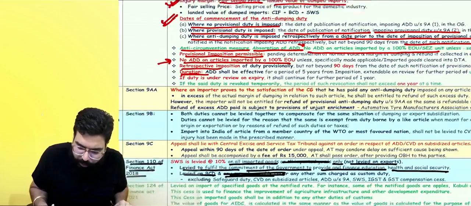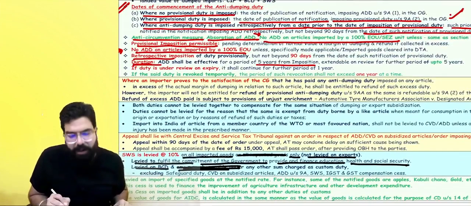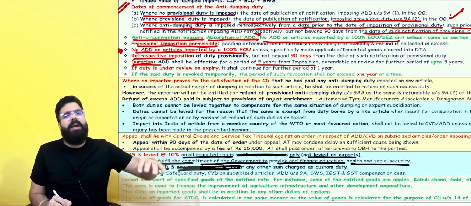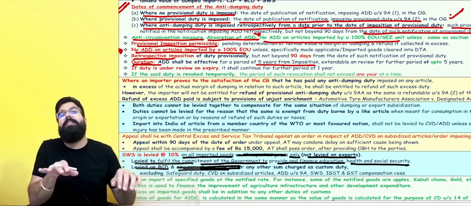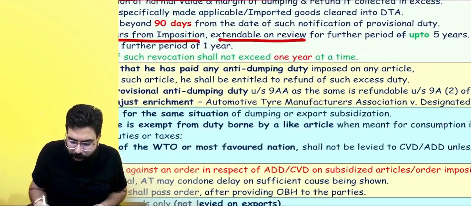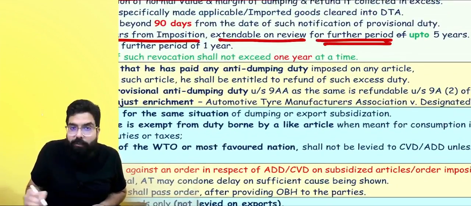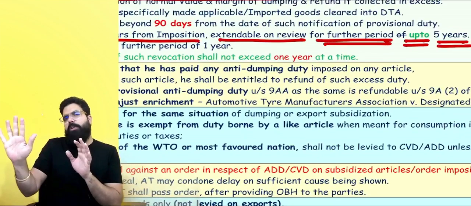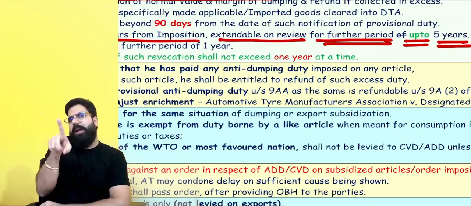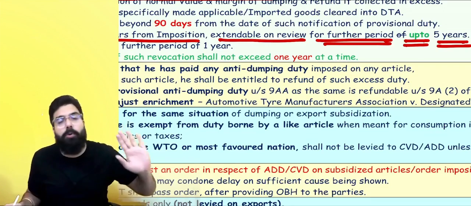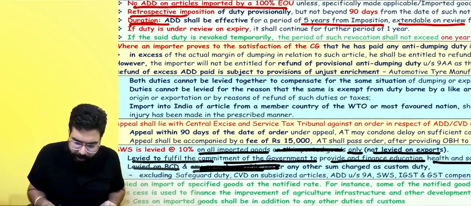Duration: anti-dumping duty shall be effective for 5 years from the date of imposition. Earlier, it was told that further extension can be done by 5 years. Now they are telling further extension can be done up to 5 years. It means, sir, extendable on review for a period of up to 5 years. It means 5 years is already there. Now, if you want to extend it, you can extend by 1 year, 2 years, 3 years, 4 years, or 5 years. Extendable up to 5 years. Okay, sir, done. Point clear.